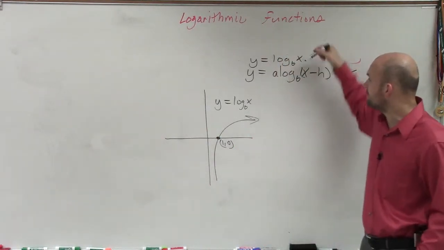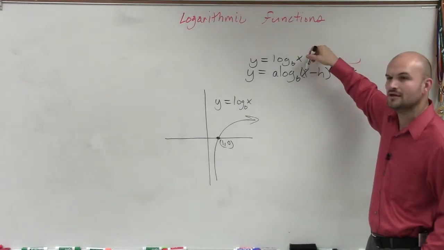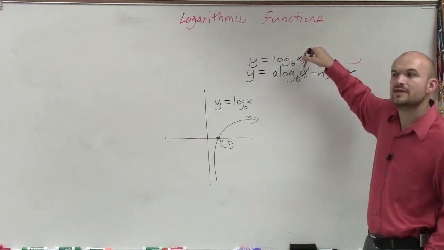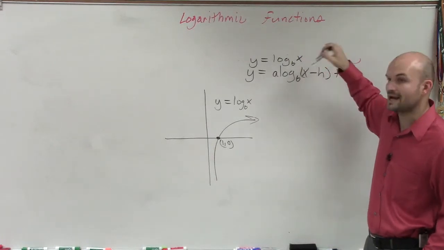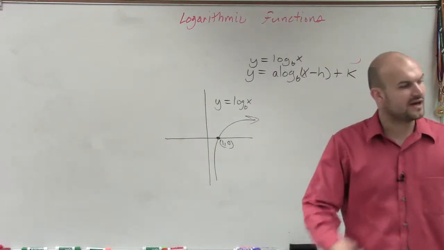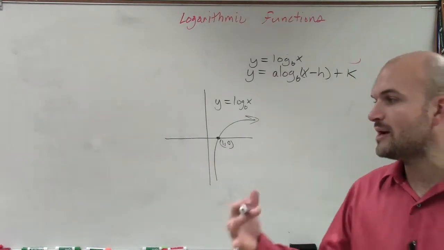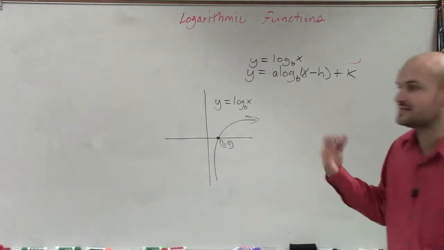And if you multiply by a negative number inside the function, does anybody remember what you do? What will that reflect? That reflects the y-axis. Okay? So if you have multiplying by a negative inside the function, that's going to reflect the y-axis. When you multiply by a negative outside the function, that reflects the x-axis.